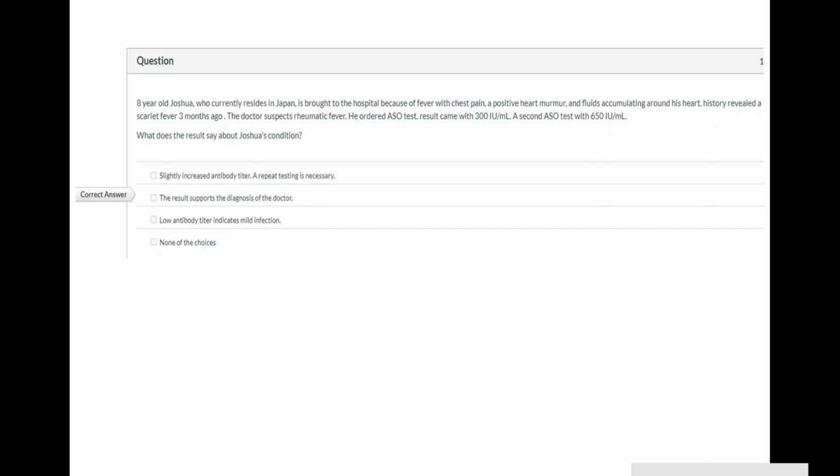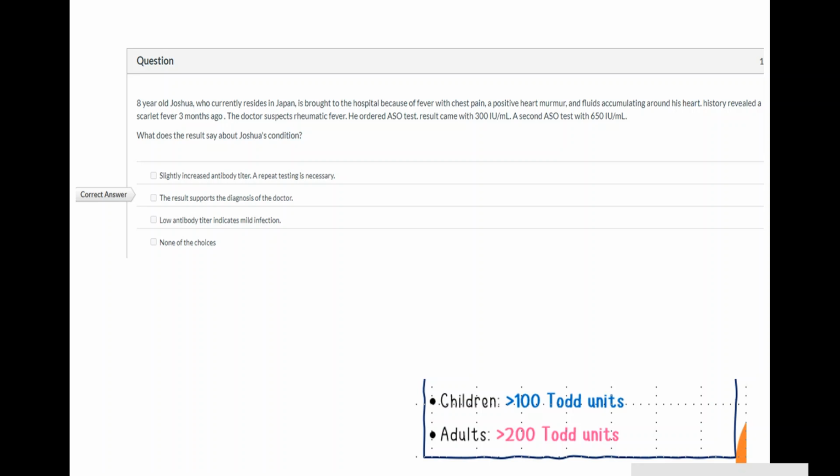Therefore, the significant titer for ASO in children is greater than 100 Todd units. For adults, it's greater than 200 Todd units. Okay, please, I'm going to repeat. The normal reference range for ASO titer for children is less than 100 Todd units. The normal value for ASO titer in adults is less than 200 Todd units. The 240 to 640 Todd units is the reference range for anti-DNase.